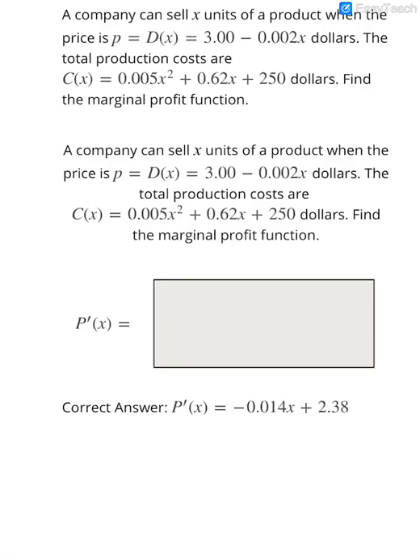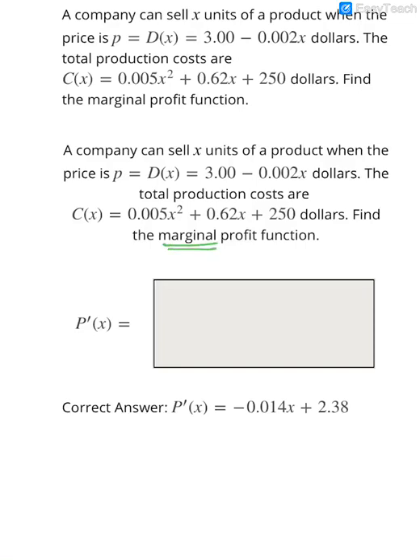All right, finally, in this particular problem, we have a company that can sell x units of a product when the price, which is also what they're calling D of x, is 3 minus 0.002 times x dollars. And then they're telling me that the total production costs are going to be C of x equals 0.005x squared plus 0.62x plus 250. They want us to find the marginal profit.